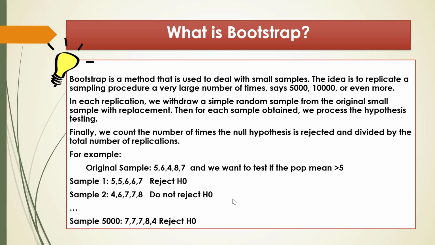Of course, we have many different bootstraps. We might have non-parametric bootstrap or parametric bootstrap. In this lesson, I just want to introduce the method. But of course, for elementary statistics, you don't have to deal with bootstrap. You just have to determine whether the z-test, t-test, and one proportion z-test is applicable.